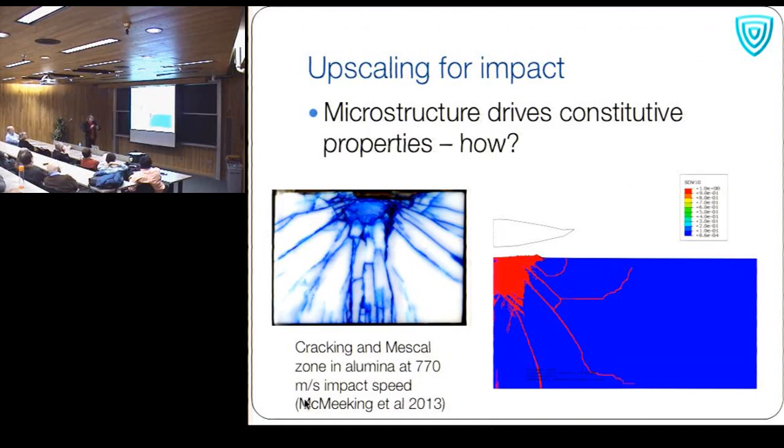But in upscaling for impact, we go back to this figure that's looking at the crack patterns. The microstructure drives those constitutive properties, and our question really is the how. And so that's what this micromechanics model is all about.